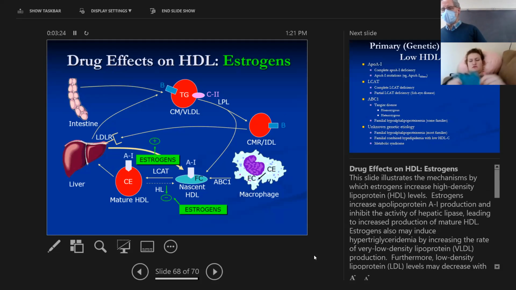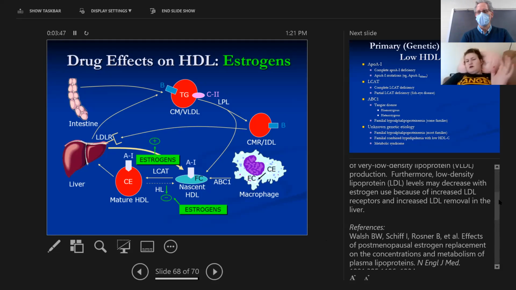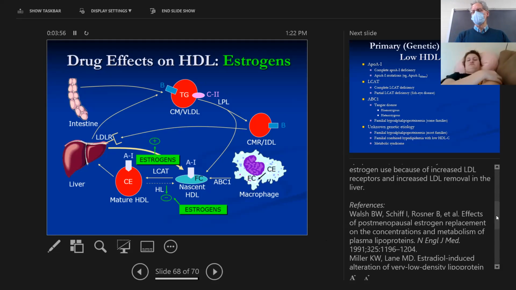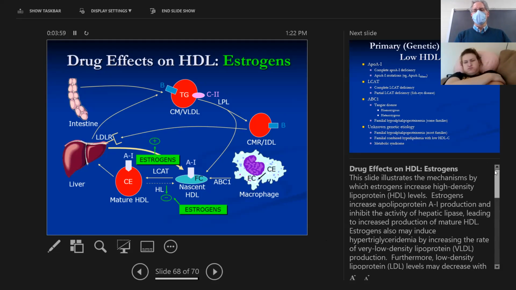And then also estrogen. Estrogens increase the synthesis of apolipoprotein A1, so they greatly increase HDL. They also slightly increase the rate of VLDL production. But with estrogen, you also get increased LDL removal. And that's one of the reasons why premenopausal women have a consistently better lipid panel than do men. That's just the way it goes because of estrogen.